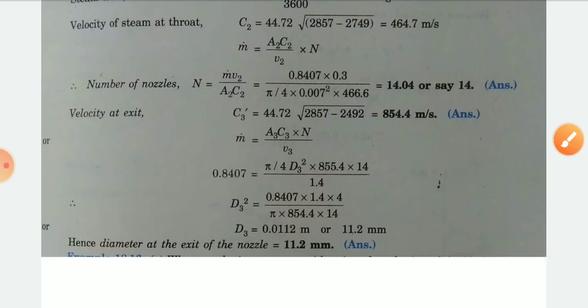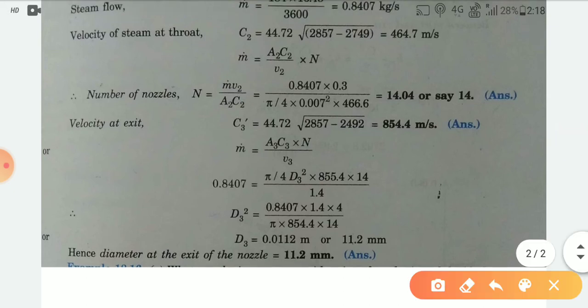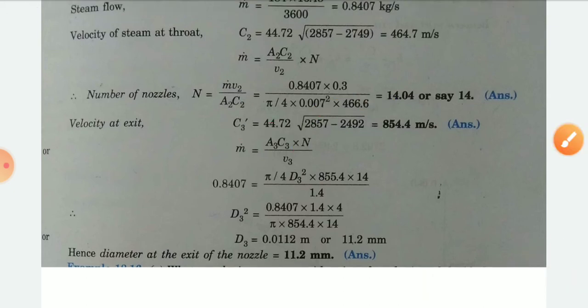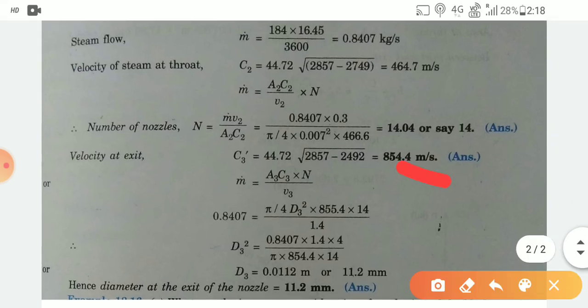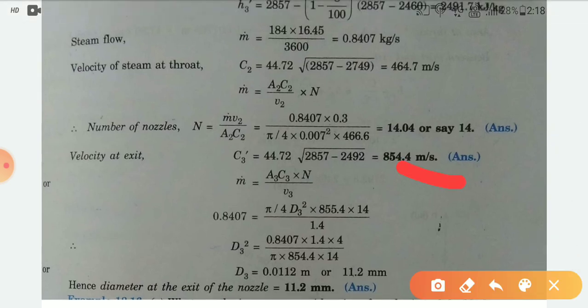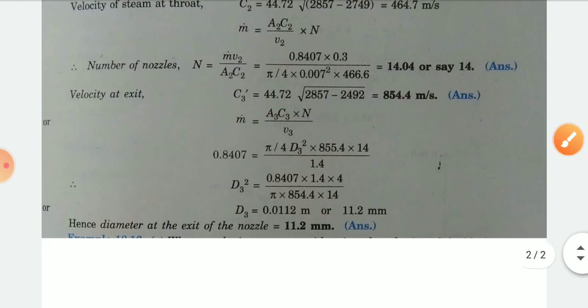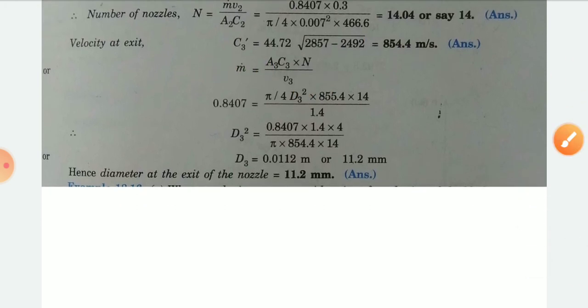For velocity at exit, you can find C3, which is root of 2 (H1 minus H3). So you can find finally 854.5 meter per second, and mass flow rate is given. A3 we don't know, C3 we know, N is known, V3 is also found by using the Mollier chart, and then we find the diameter of this exit point is 11.2 mm. That means millimeter. So finally you can find the diameter at the exit point of the nozzle is 11.2 mm.